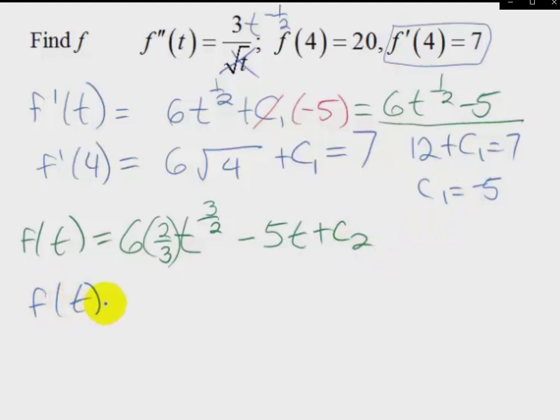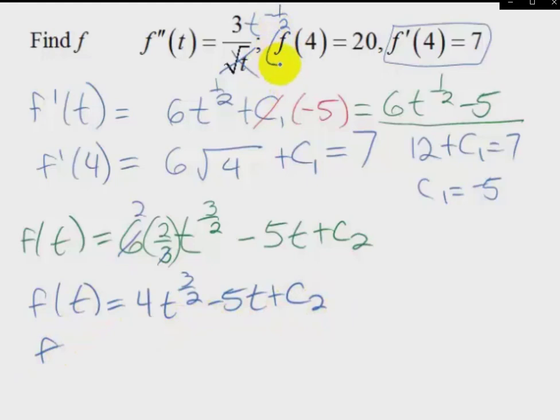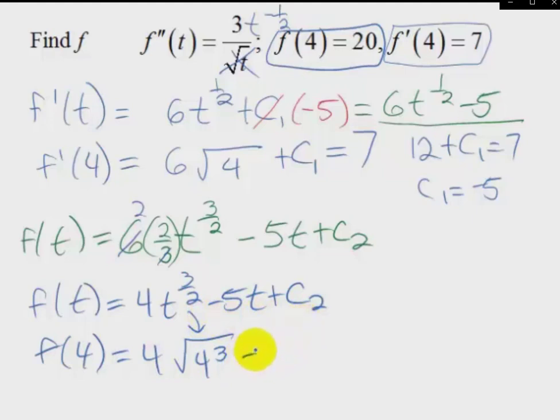So let's see what we've got here. We have f of t equals, 3 will go into 6 two times, so that looks like that's going to be 4t to the 3/2 minus 5t plus some constant c sub 2. Let's go ahead then and use our other condition. We have f of 4 equals 20, so let's take this and put in the 4, and I'm going to go ahead and rewrite that in radical form while I do that so that I'll be able to think about evaluating it. And then plus c2, and that needs to equal 20.